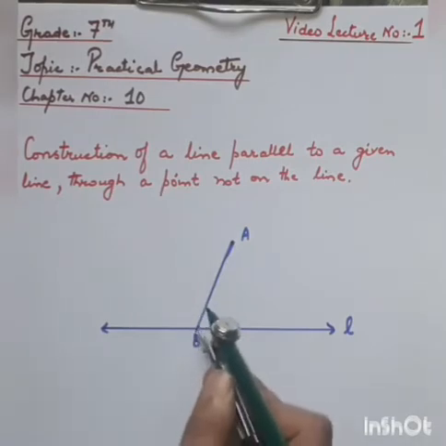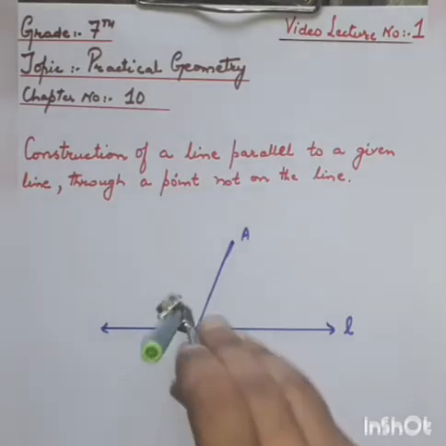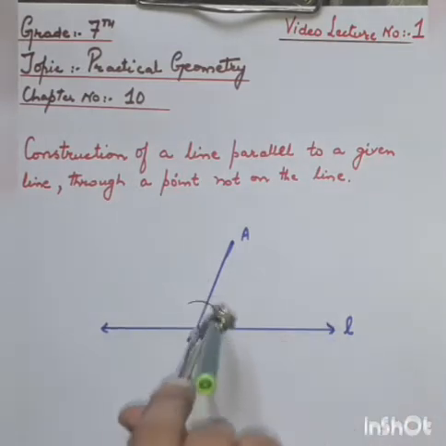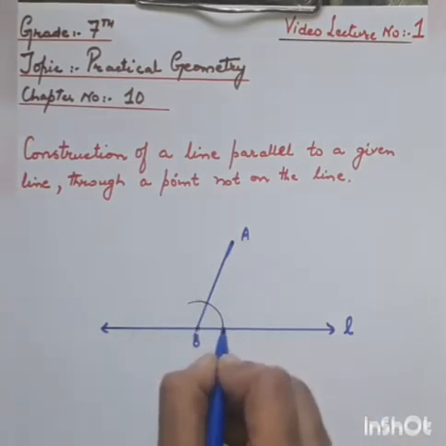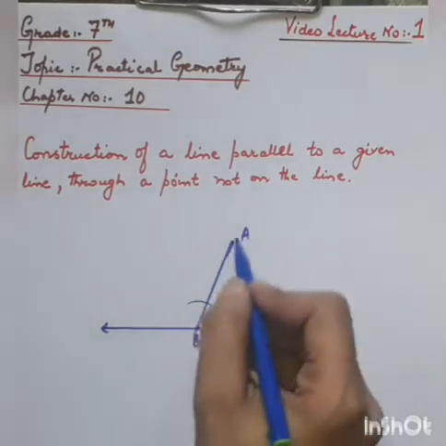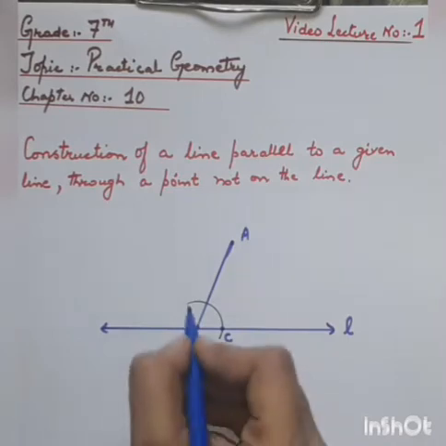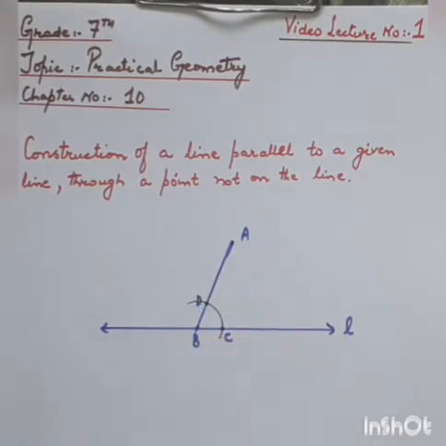So with B as center and some convenient radius, I'll draw an arc just like this. So this arc is cutting this line L here, say suppose this is C, clear, and this arc is also cutting this line AB here, say suppose this point is D, clear.